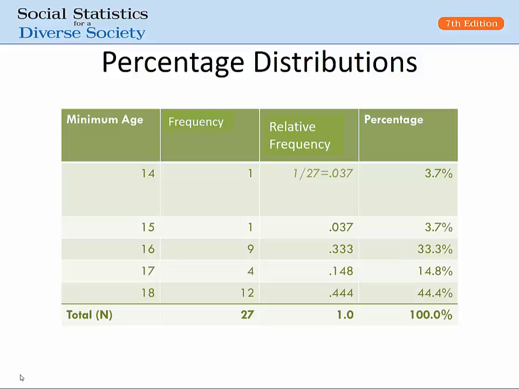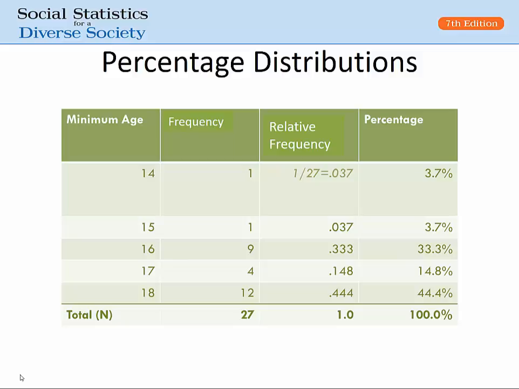In the next column, we see the frequency. So that's just the count, the number of people within each of those categories. There was one person who was 14, one person who was 15, 9 people who were 16 years old, and 4 who were 17, and 12 who were 18. And the total number of people in the group, there were 27 people.